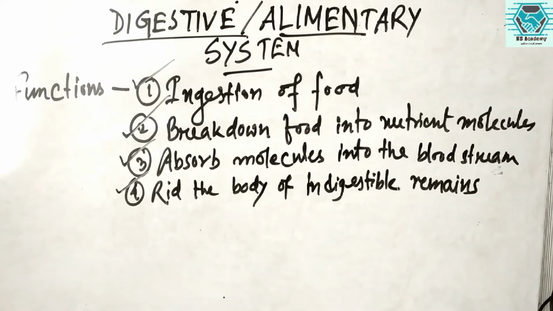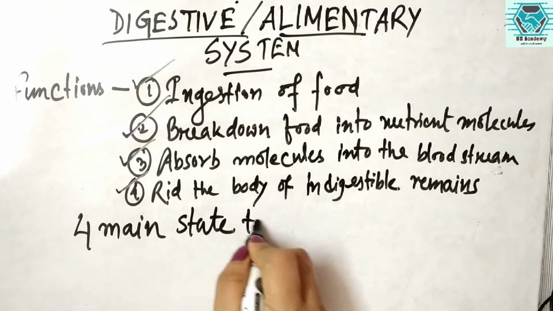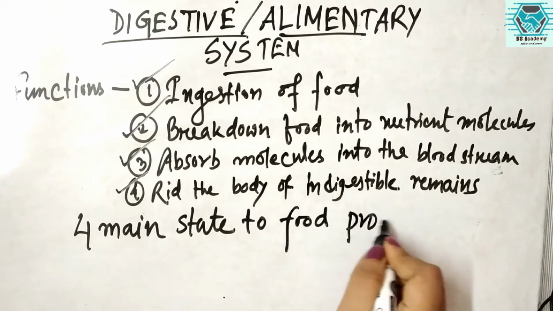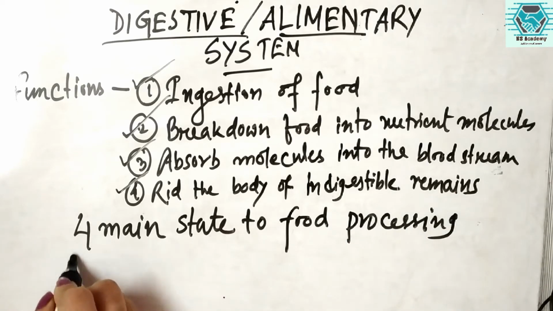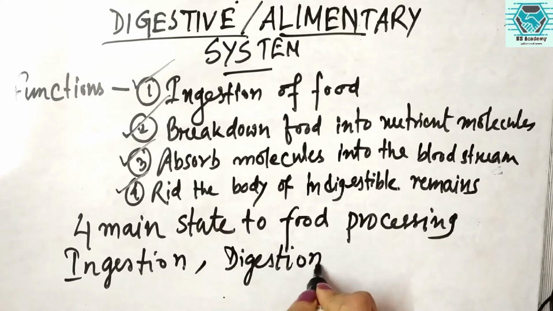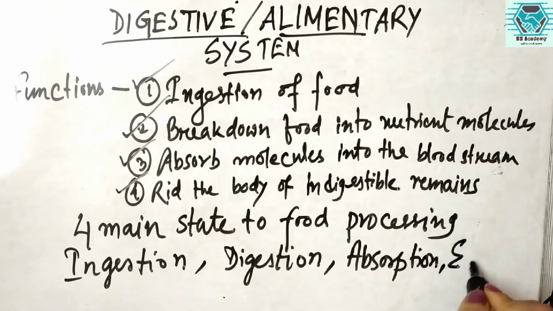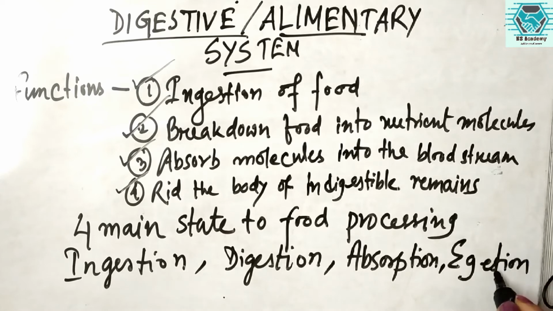Next we should see what are the stages of food processing. There are four main stages of food processing. Number 1, ingestion. Number 2, digestion. Number 3, absorption. And number 4, ejection. So these four stages are important for the total food processing.